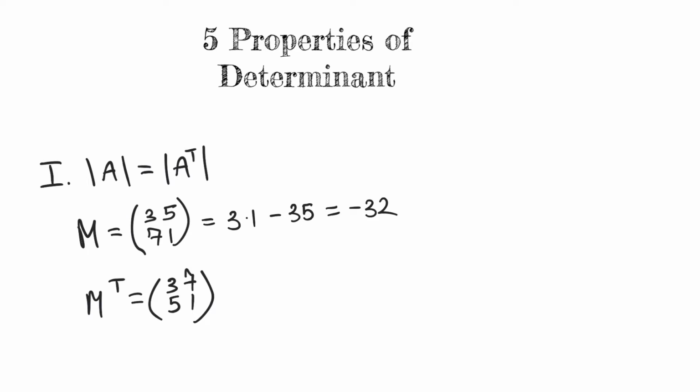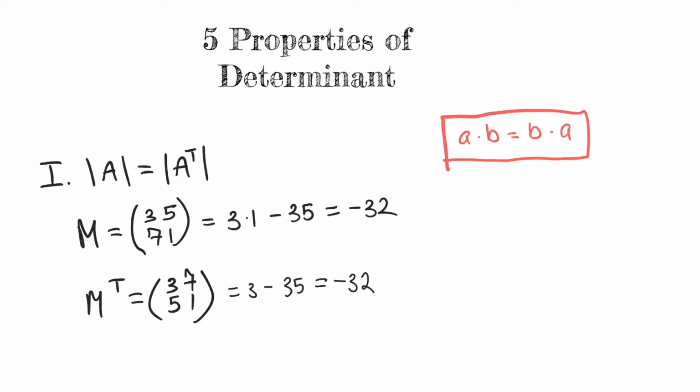Now, if we take the transpose of that matrix, we flip it basically along the main diagonal, and we see that the only thing that's going to change is the order of multiplication. So we're not multiplying 5 by 7, we're multiplying 7 by 5. So it's still 3 minus 35, which arises from the commutative property of multiplication. So the order doesn't really matter. And that gives us the first property of the determinant.